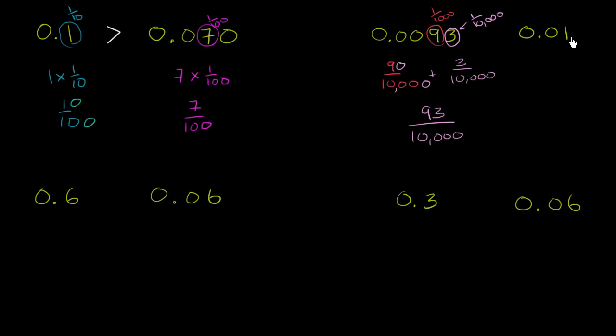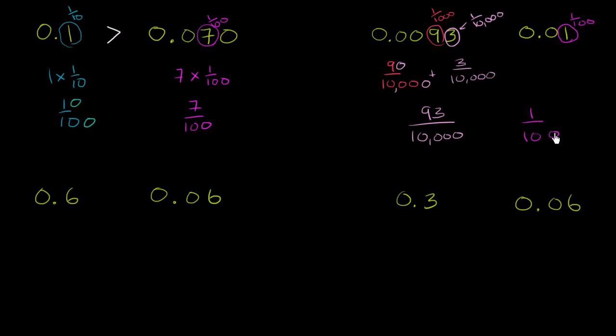Now let's think about this number right over here, 0.01. Well, this 1 right over here is in the hundredths place. So it literally represents 1/100th. So how can we compare 1/100th to 93 10,000ths? So the best way to think about it is, well, what's 1/100th in terms of 10,000ths? Well, let's just multiply both the numerator and the denominator here by 10 twice.